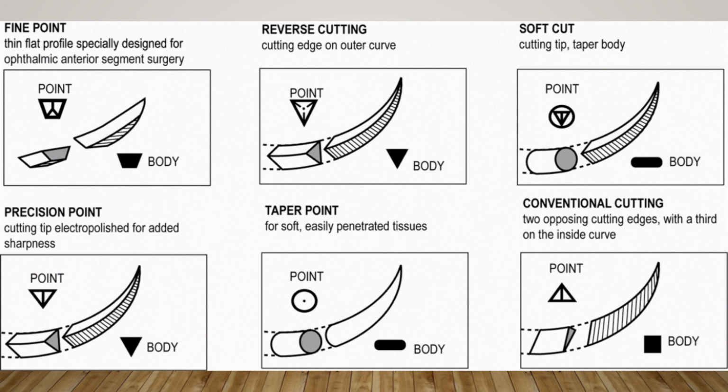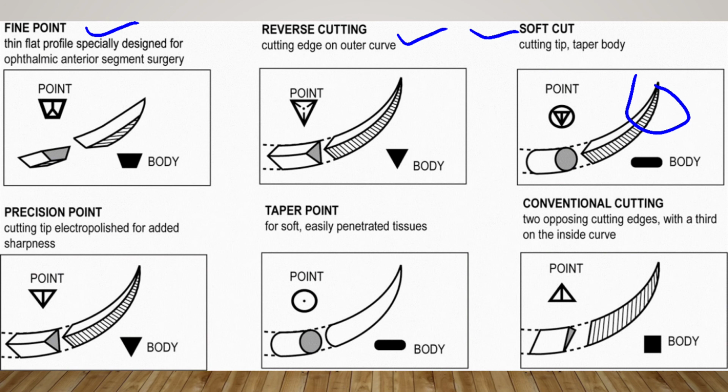Number one, on the basis of tip, is fine point. This is a thin flat profile especially designed for ophthalmic anterior segment surgeries, meaning eye surgeries, where the fine pointed needle is used. Another one is reverse cutting, in which the cutting edge on the outer curve is sharp. Another one is soft cut, with a cutting tip and taper body.